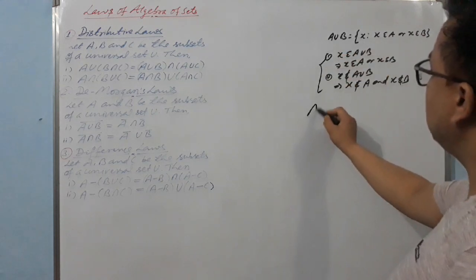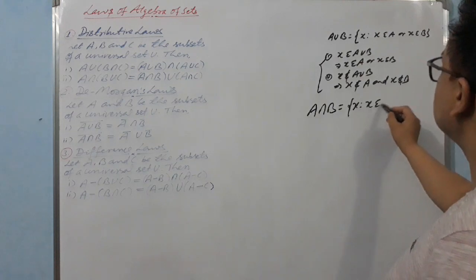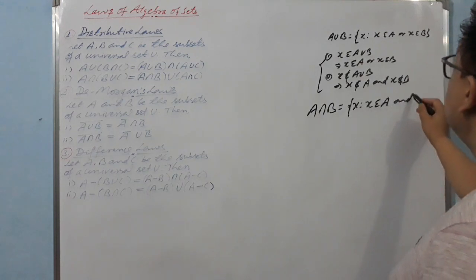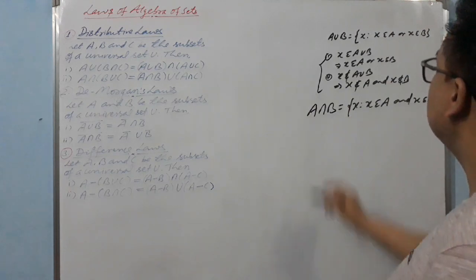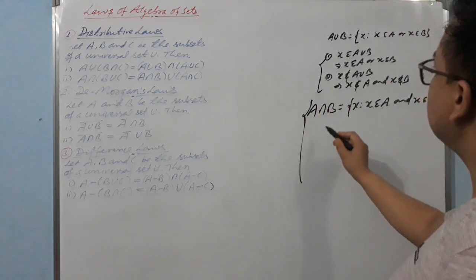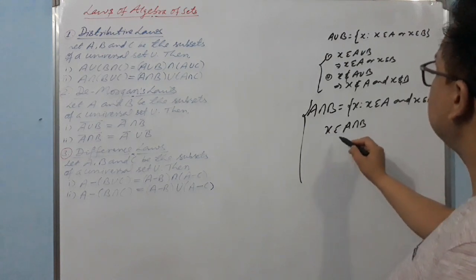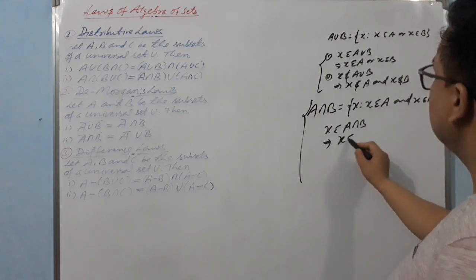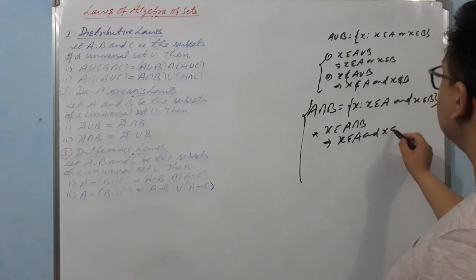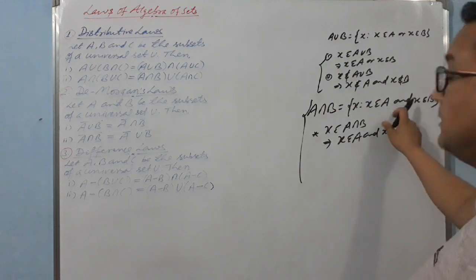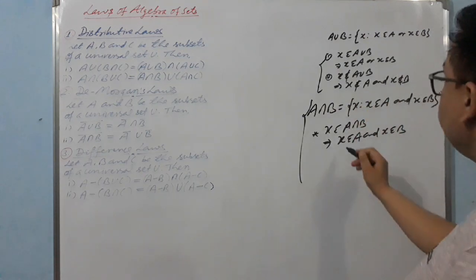And for A intersection B, X belongs to A and X belongs to B. This is the definition of intersection. In intersection, some properties we discuss. If X belongs to A intersection B, you can write X belongs to A and X belongs to B. Here X is the element in both A and B.